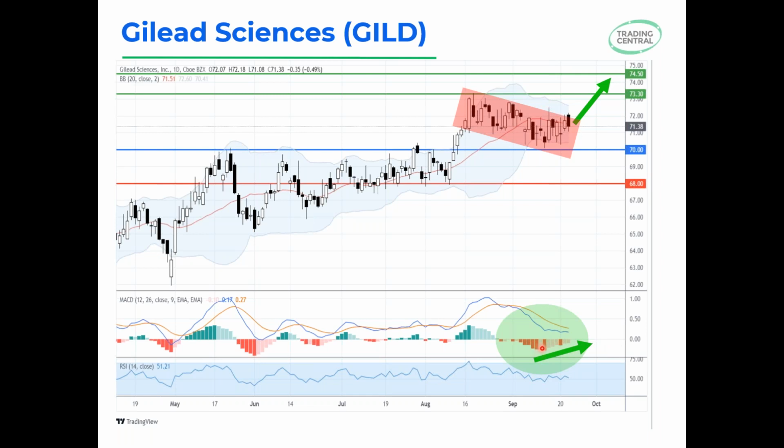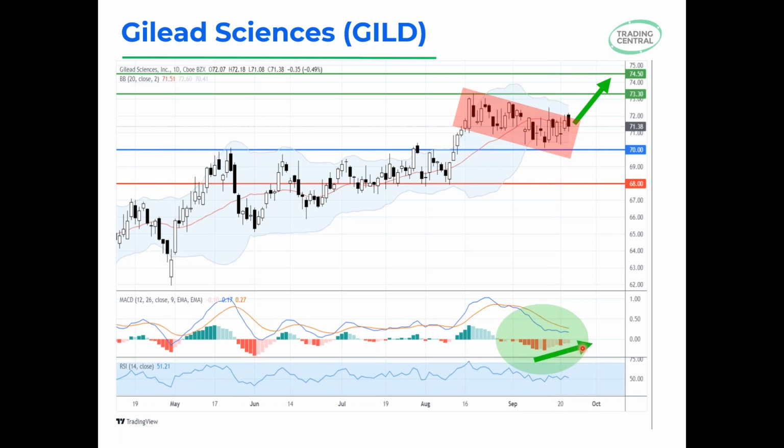When we see this MACD, this histogram, I like to check the histogram. It's about to rise above zero. It is a good sign. Whenever we see this, the red means it's coming down, but the pink is showing that there is improvement in the momentum, upward momentum.